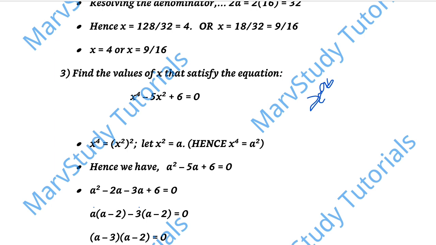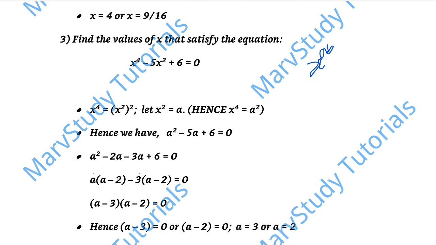And according to one of my past videos, if two factors multiply to equal 0, then either the first factor equals 0 or the second factor does. So it's either a minus 3 is equal to 0 or a minus 2 equal to 0. So a is equal to 3 or a is equal to 2.